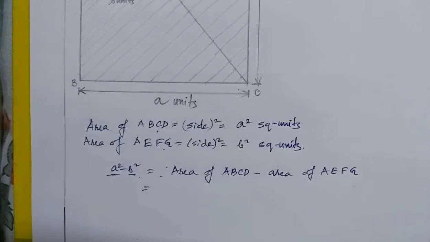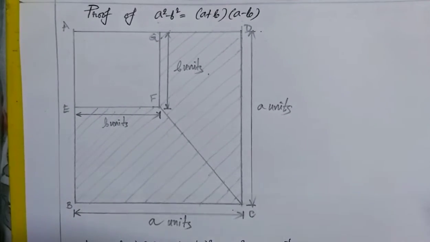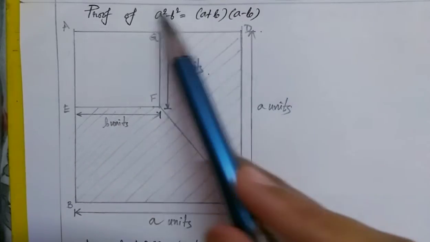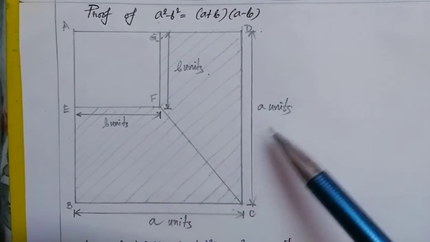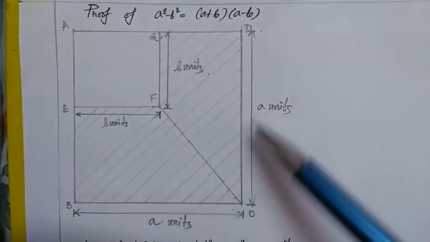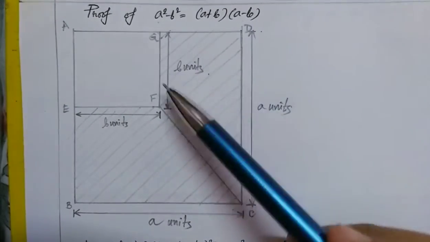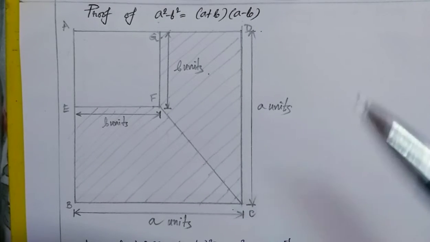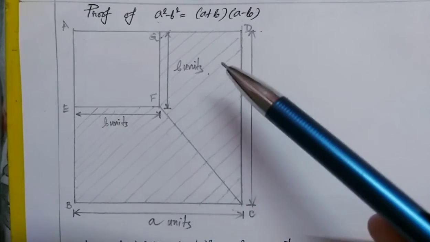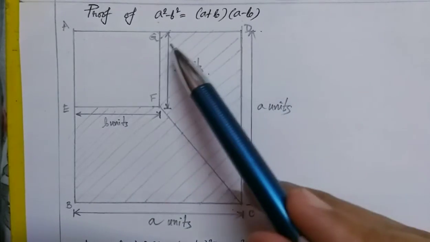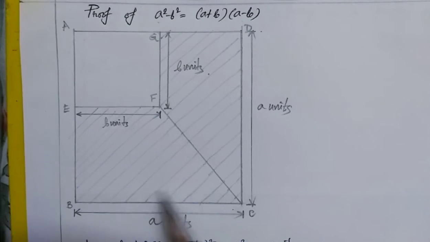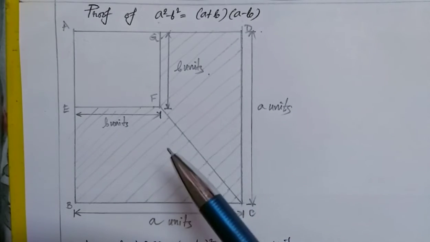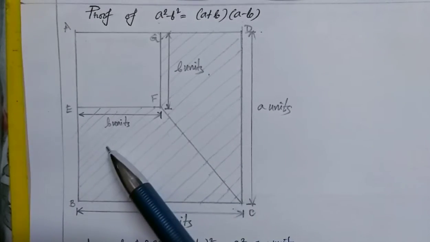From the picture you can understand that if you subtract this small blank area from the entire area, the shaded region will be the remaining part. If you observe carefully, the remaining shaded region is nothing but this trapezium plus this trapezium. So the remaining area is the sum of the areas of these two trapeziums.